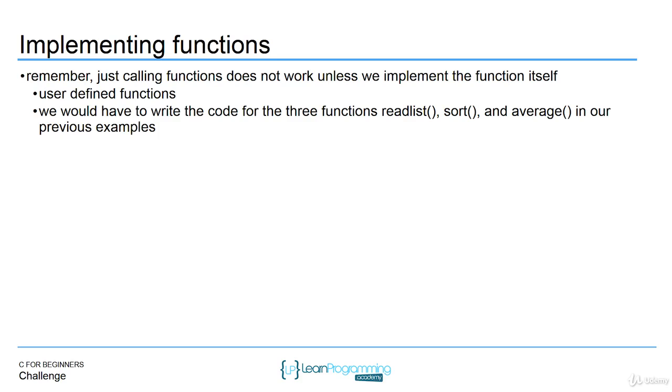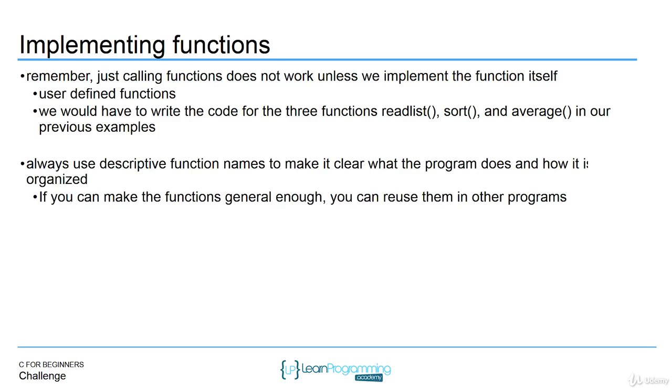And we're not done just by defining functions. We have to implement them. And when you implement the functions, you always want to use descriptive function names to make it clear what the program does and how it is organized. In the previous example, we had a function named readList. Pretty clear what that's doing. Function named sort. We didn't name the function X, Y, or Z. We described that function. It's the same thing when you're describing or creating variables. Meaningful names. And also, if you make these functions where they're generic enough, where they're actually doing something and they're taking generic data, you would actually be able to reuse them in other programs, just like a library function.